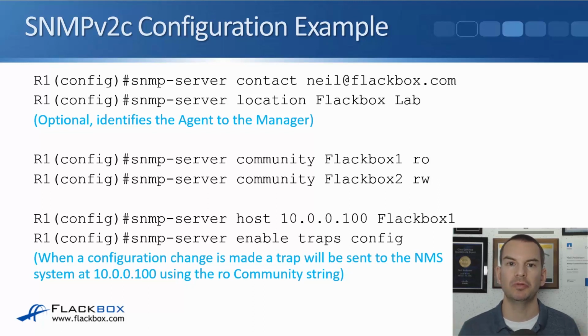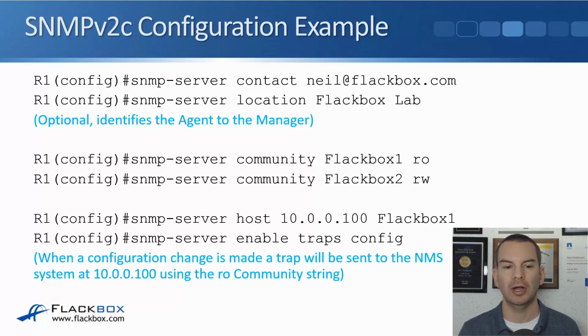Then we need to configure where our SNMP server is. So we say snmp-server host 10.0.0.100, which is where the server is. And for communicating with that server, when we're sending traps, we're going to use our read-only community string, which was FLACKBOX1.